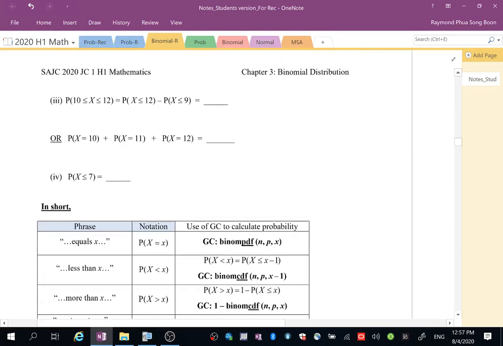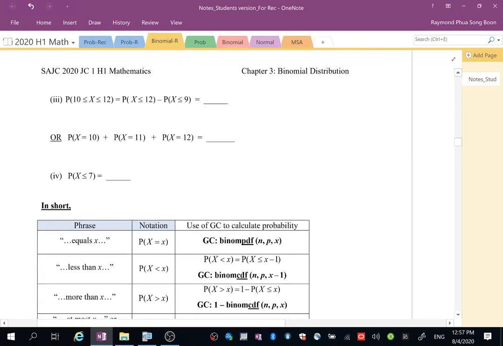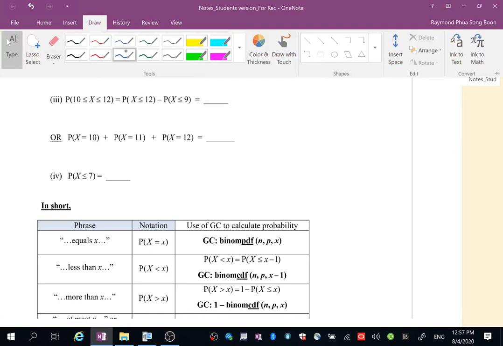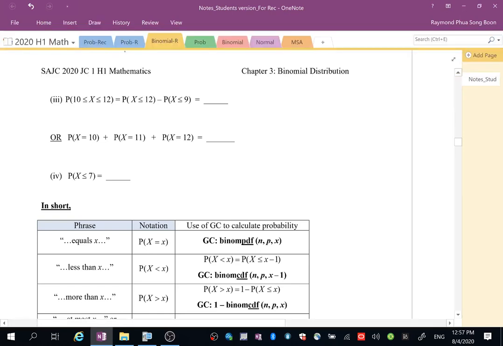Okay. So now that you have learned the GC steps, how to use binom PDF and binom CDF to calculate probability for binomial distribution, let's look at part 3. Probability x between 10 to 12 inclusive of both ends. So I can write it as probability x less than or equals to 12 minus probability x less than or equals to 9. So in this form, I can apply binom CDF to both of them.